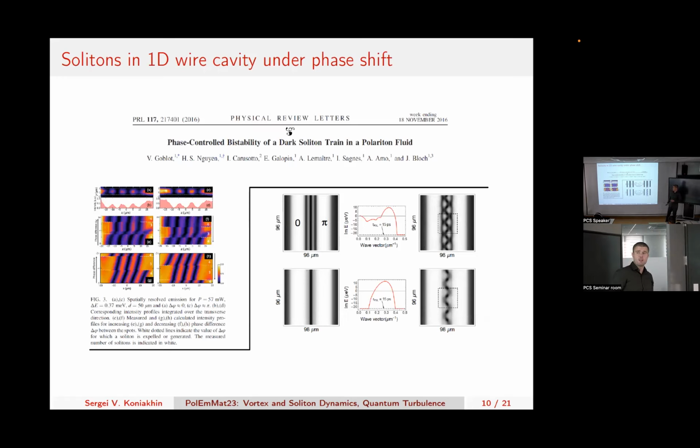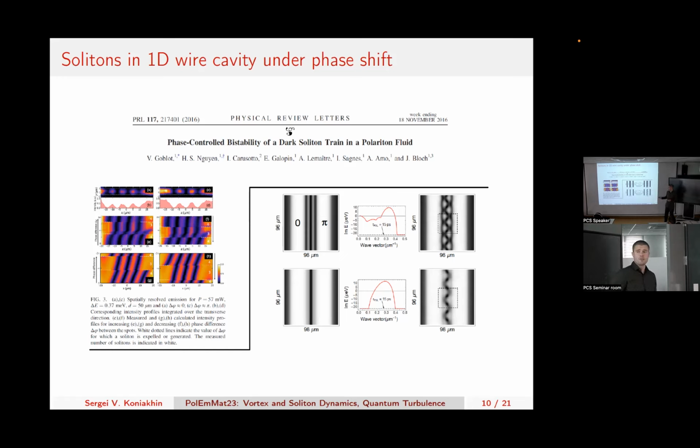So this part of the presented results is very tightly connected with the paper by Jacqueline Bloch and Alberto Amo's group, where the authors were investigating a one-dimensional elongated wire-like microcavity with two pumping spots at the ends. In fact, this experimental configuration is the cross-section of my channel from previous slides.